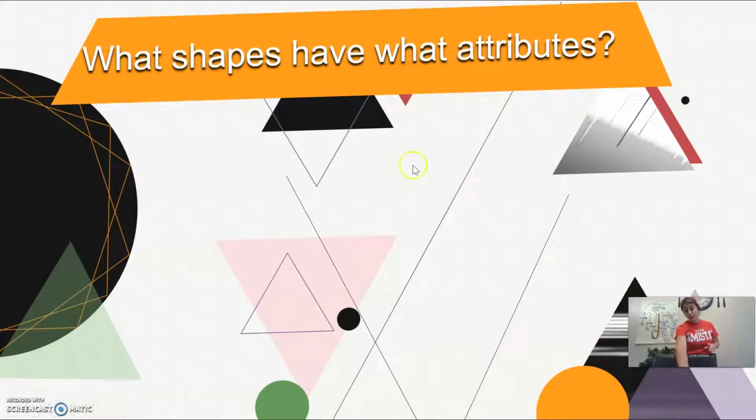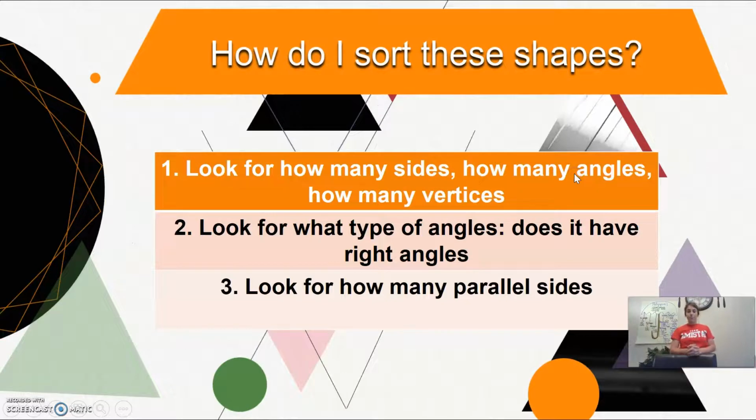You're going to use those categories to help you in your work today, but I want to remind you of 3 steps. If ever you're concerned about how you're going to sort shapes, I want you to think about these 3 things. Look for how many sides there are, angles, and vertices. Remember, the sides, angles, and vertices are always the same number if it's a polygon with a closed figure. If it has 3 sides, 3 angles, 3 vertices, it is a triangle. If it has 4 sides, 4 angles, and 4 vertices, it is a quadrilateral. And if it has 5 sides, 5 angles, 5 vertices, it is a pentagon. 6 sides, 6 vertices, 6 angles, a hexagon.